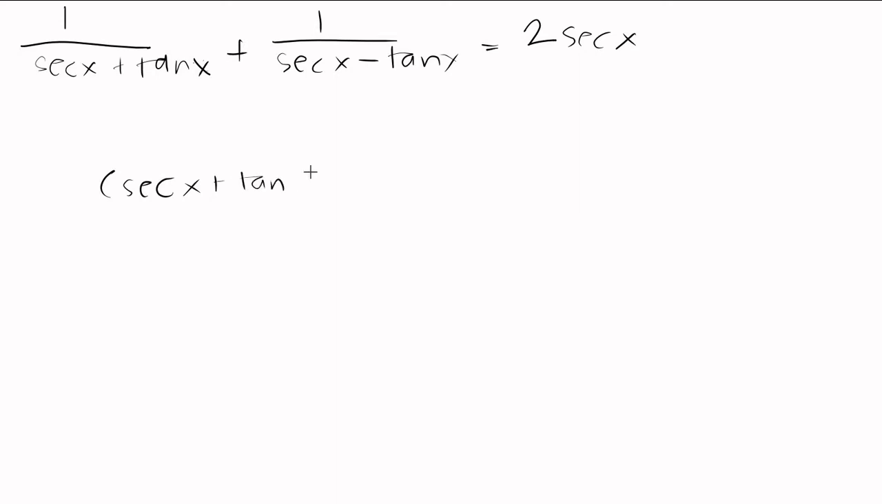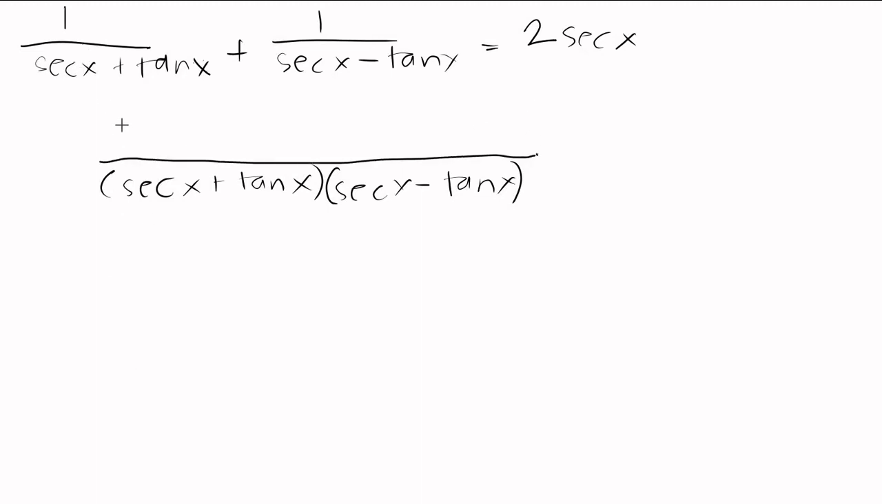The first step would be making our denominators the same so that we can add these two values. We can get that by multiplying the two denominators: secant x plus tangent x times secant x minus tangent x. And now we have to work on the numerator. For the first one, since secant x plus tangent x will be cancelled, we will have secant x minus tangent x left on our fraction. On the other hand, for the second one, since secant x minus tangent x is cancelled, we will have secant x plus tangent x left.